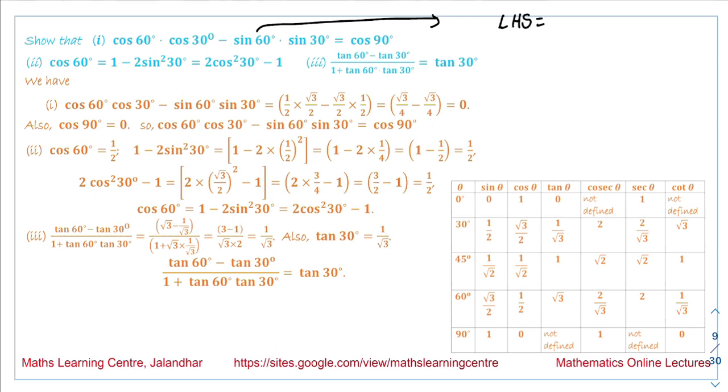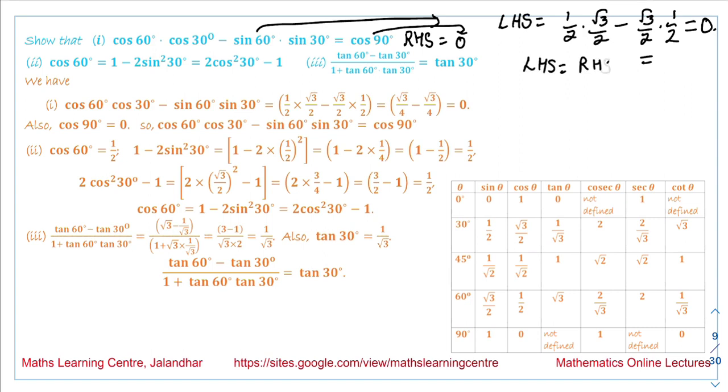It is cos 60 degrees, and cos 60 degrees is 1 by 2 into cos 30 degrees, that is root 3 by 2, minus sine 60 degrees, which is root 3 by 2, into sine 30 degrees, which is 1 by 2. So the answer we obtain is equal to 0. Now what is RHS? RHS is cos 90 degrees, and the value of cos 90 is 0. So LHS is equal to RHS, and this is what we had to prove.